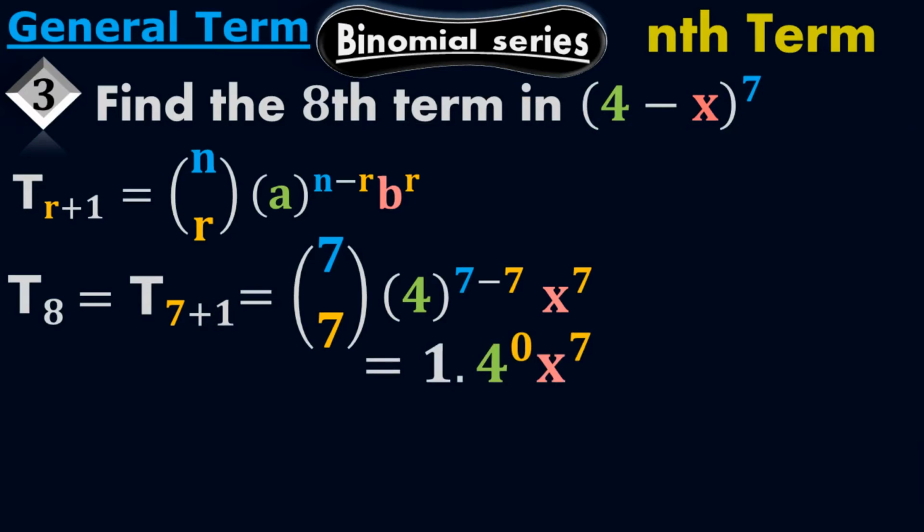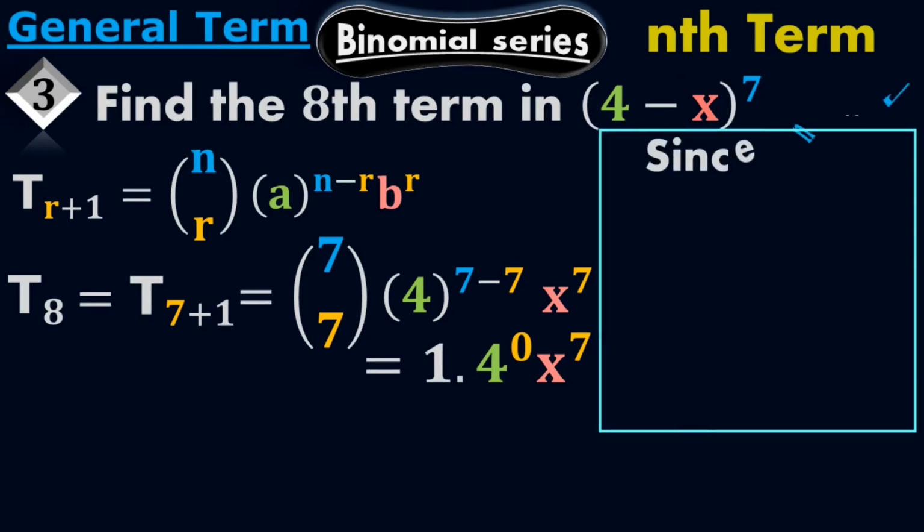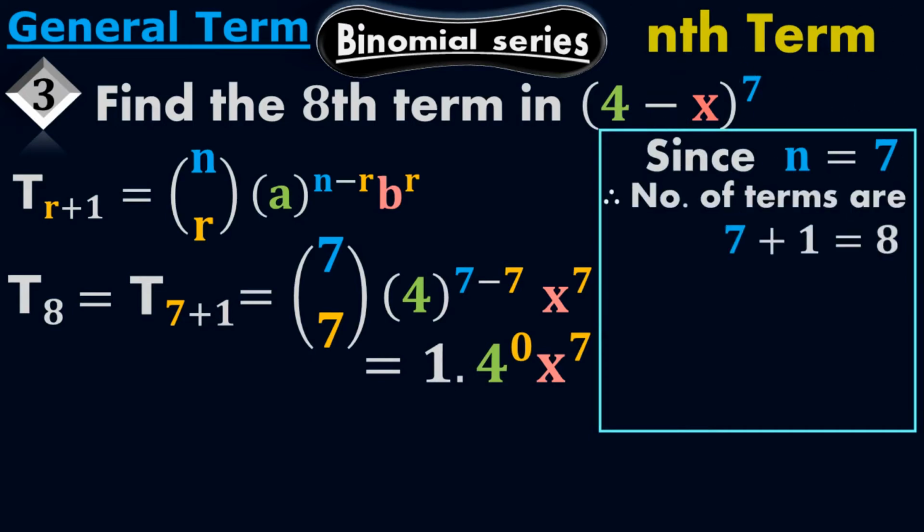Let me first identify the number of terms. We're going to have 8 terms for this binomial series. Since my n equals 7, the number of terms is n plus 1, which is 7 plus 1 equals 8. 8 will be the total number of terms for (4 minus x) to the whole 7. This 8th is the last term. We can directly put 1 for this expression because we already know that in n choose n, if this blue n equals the r, then it equals 1. If we have 0 for the r, then it also equals 1. So we can directly put it here, but never mind, let me go through the process.